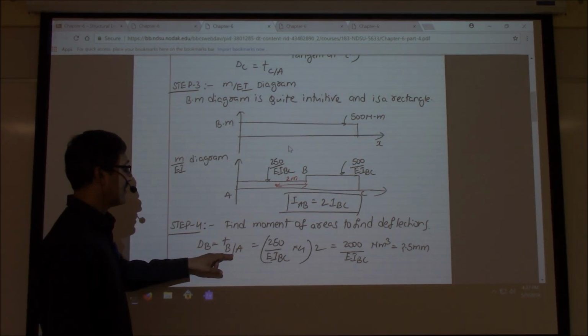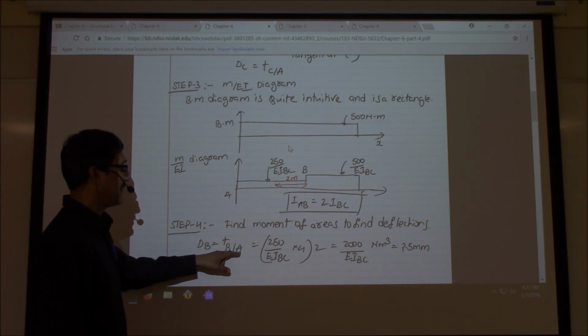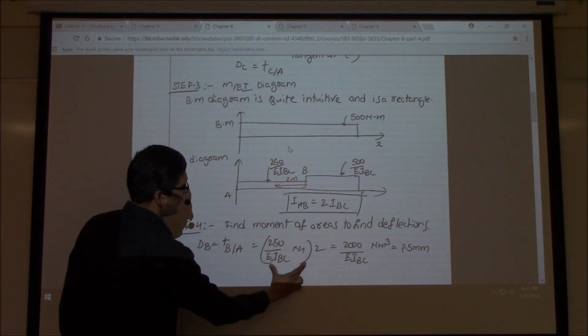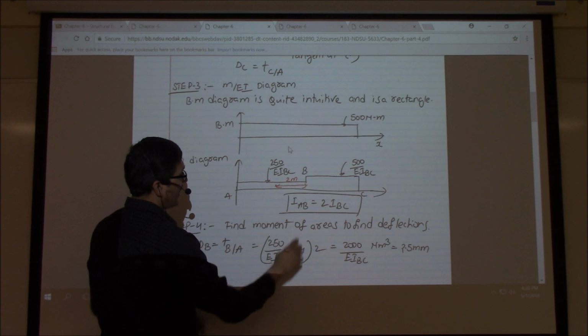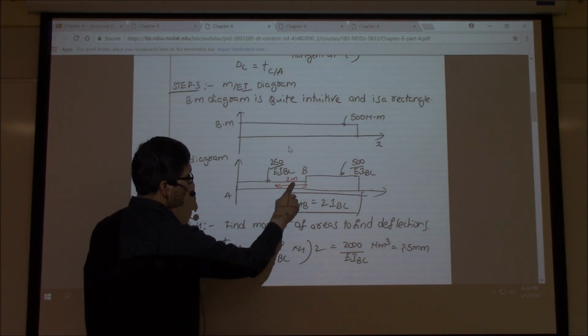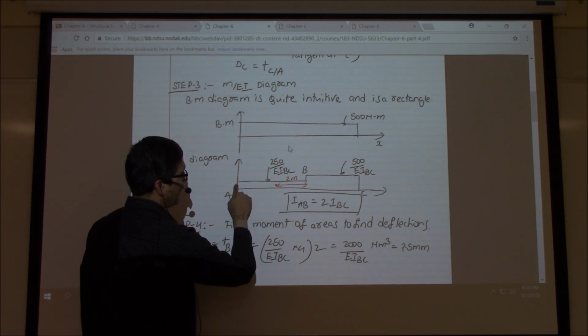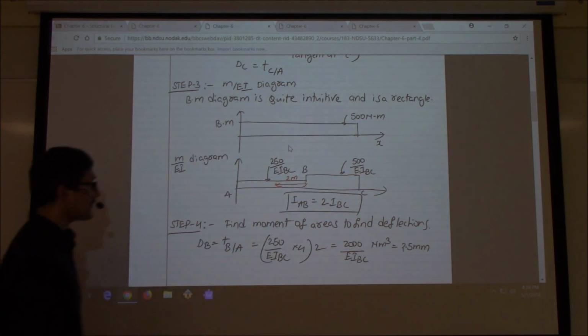Now I have to find out Tb by A. So how do I find out Tb by A? I have to evaluate the M by EI area between the points B and A and take its moment from the point B. Okay, B is the point of interest. So I evaluated the M by EI area between the 2 points A and B, and then multiplied with 2 meters because there is a distance between the point B and the centroid of M by EI area.